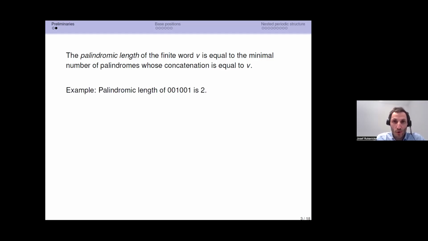Here's an example. For the word 001001, the palindromic length is 2. You can easily see that we can split it into 2 palindromes, and not less. The word itself is not a palindrome, so it cannot be 1, but it is 2. And you can also see that there are 2 possible options how to split this word into 2 palindromes. So the palindromic length is unique, but the factorization into palindromes is not unique in general.